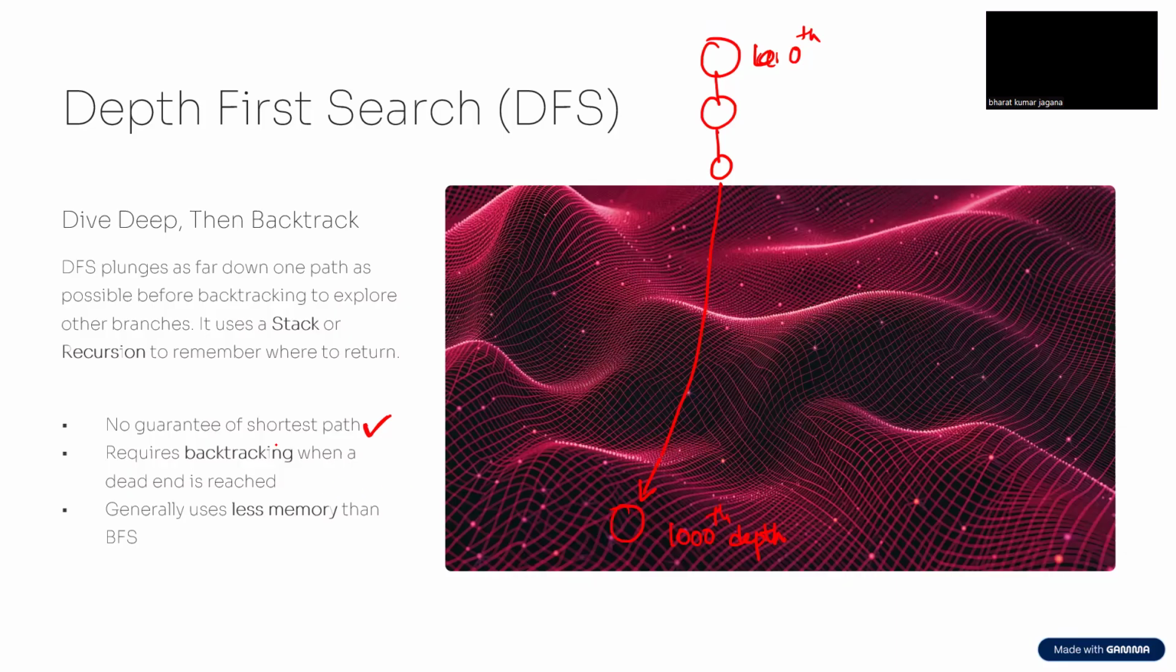So there is no guarantee of the shortest path, and it requires backtracking when a dead end is reached. As we've seen in the last video, we have backtracked. Backtracking is required in the case of DFS, right? It generally uses less memory because, as you know, the storage is limited. Even if you have more nodes adjacent to this, it will only store one node. Let us say they have A, B, C, D, and E. It will only store E or C or D. Any one node will be stored. So that is the difference.